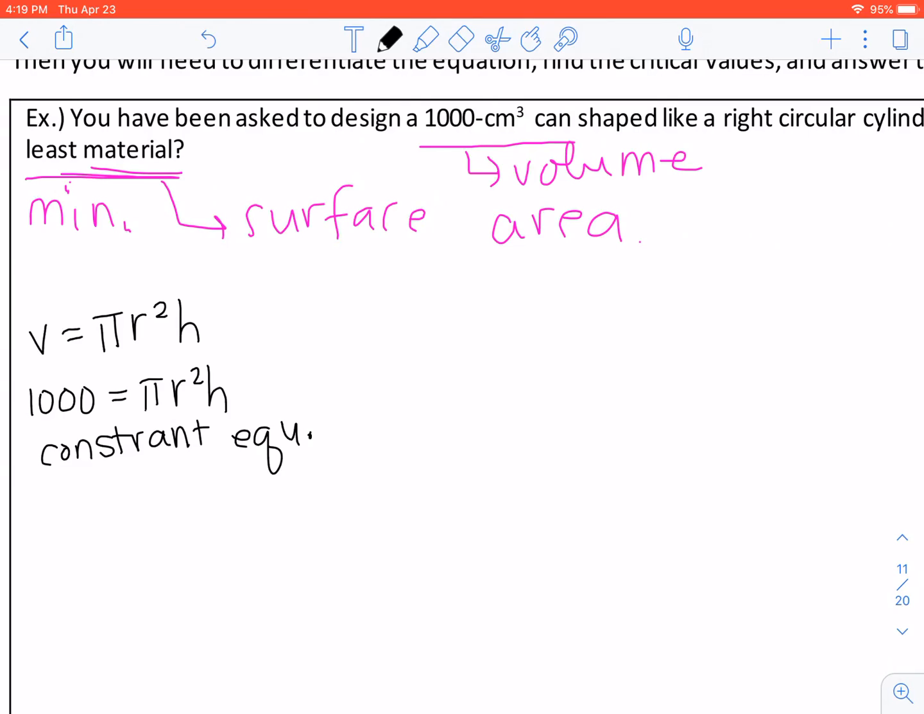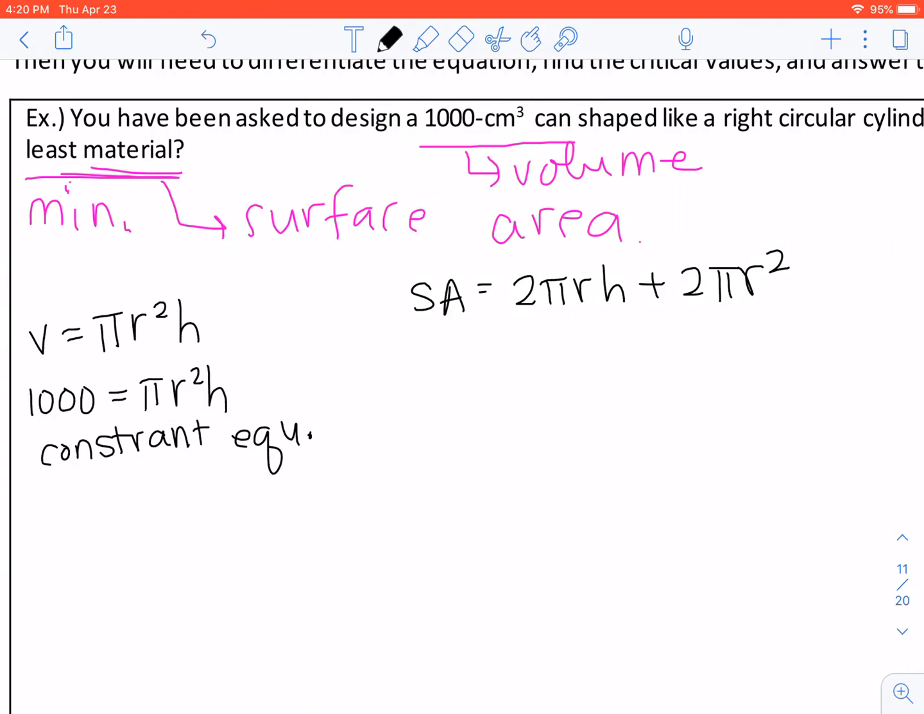What we're trying to figure out is the least amount of material, which is going to require the least amount of the surface area of our can. And surface area for the can is going to be 2 pi r h plus 2 pi r squared. And that's the rectangular part that wraps around the can, and then also the surface area, the area of the top and the bottom of the can, which are circles.